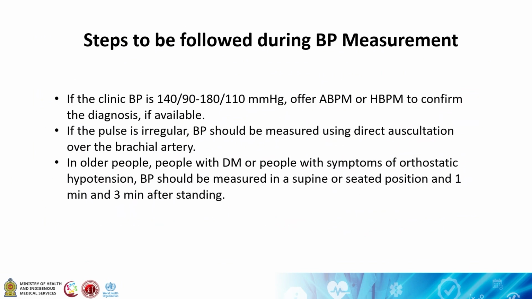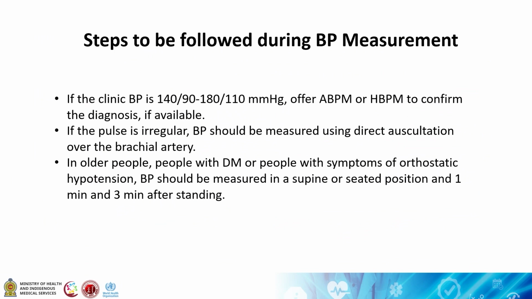Steps to be followed during blood pressure measurement. If the clinic blood pressure is 140 by 90 to 180 by 110 mm mercury, offer ambulatory blood pressure measurement or home blood pressure measurement to confirm the diagnosis if available.